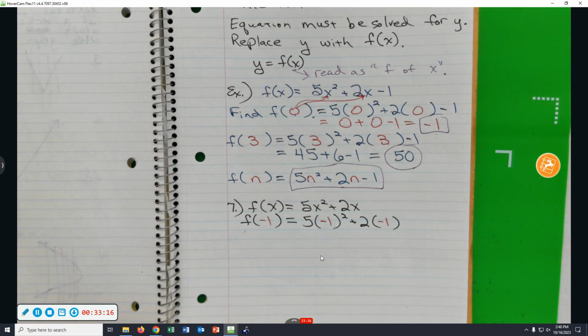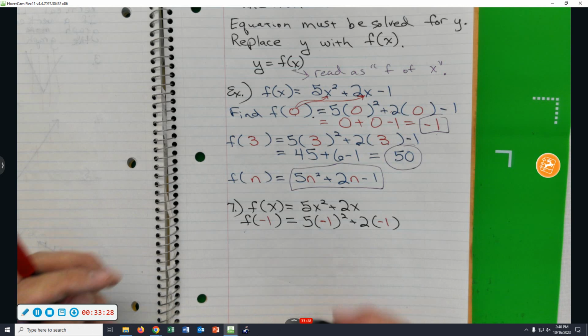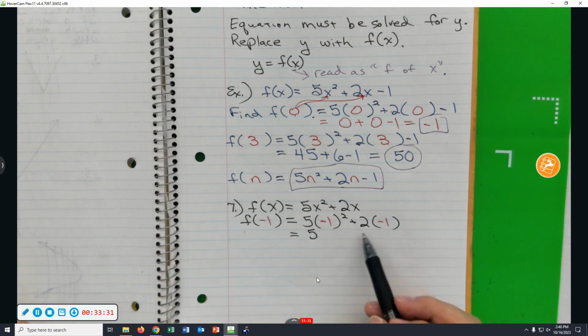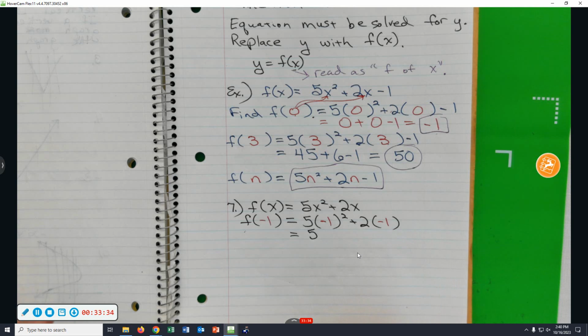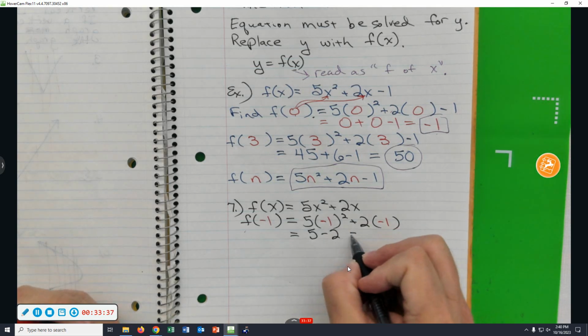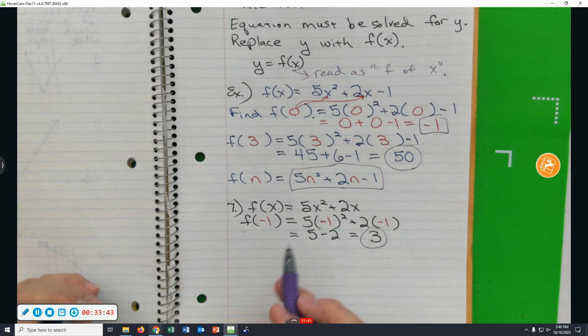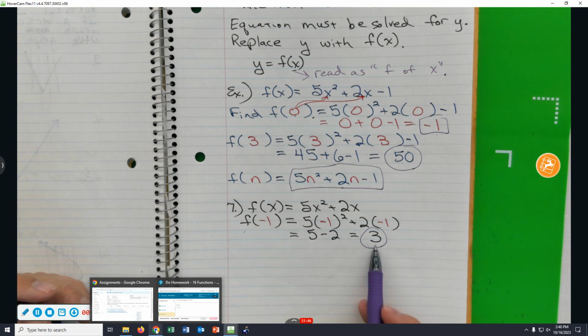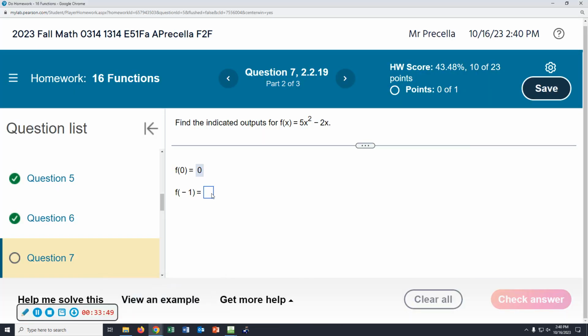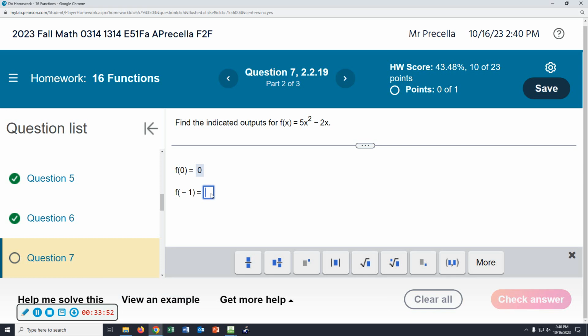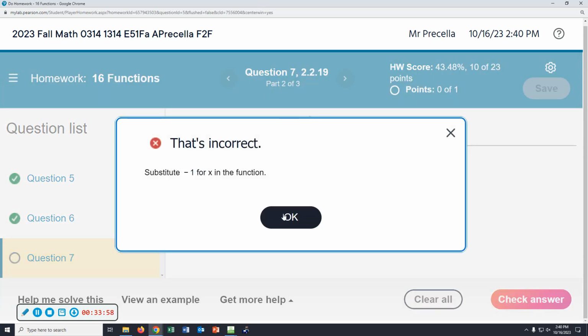Remember, in the order of operations, what do we do first? Okay, negative 1 times negative 1 is a positive 1. Times 5 gives me 5. What about this positive 2 times a negative 1? 5 minus 2 gives me a y value of 3. When x is negative 1, the y value is 3. If we were going to be drawing the little thing with arrows, we would have negative 1, arrow 3.